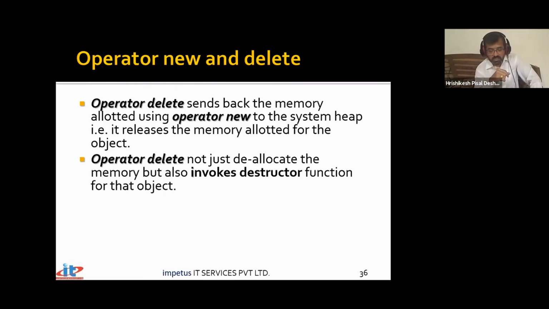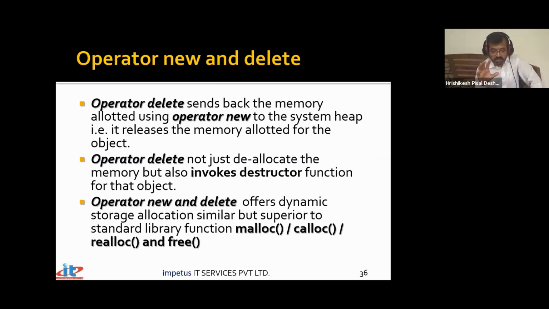Delete not just deallocates memory, but also invokes the destructor function for that object. This is important. Delete is not like free. It will not only release the memory. Before it sends that memory back to the system heap, so that the system can utilize it, it will call the destructor, and the destructor can perform the cleanup operation. So the state of the object will be cleared. No footprints of your data will be left in the memory, and then that area will be sent back to the heap.